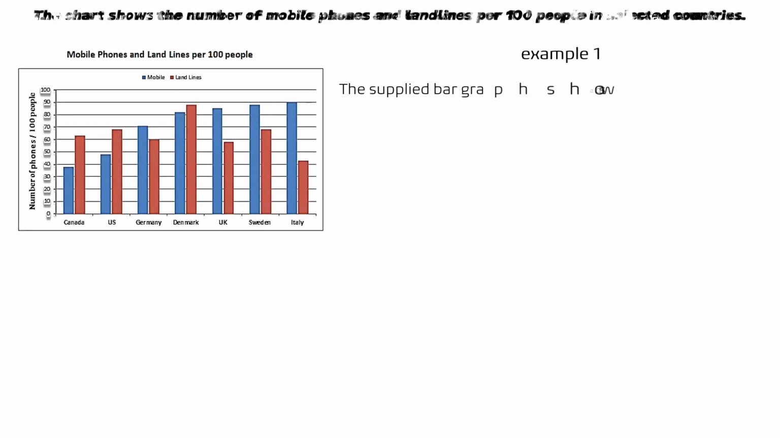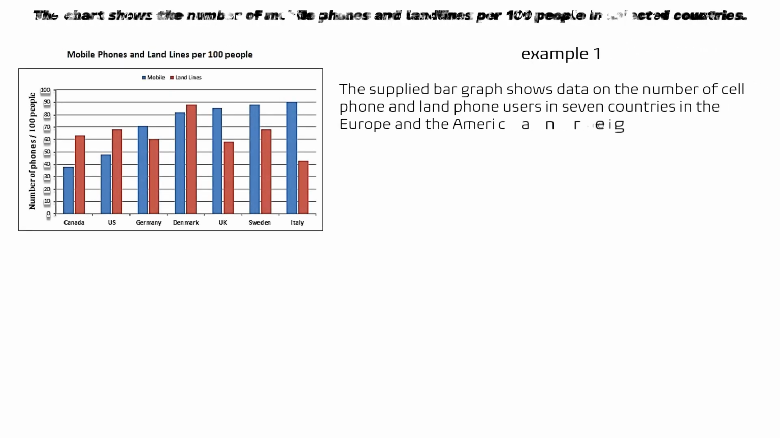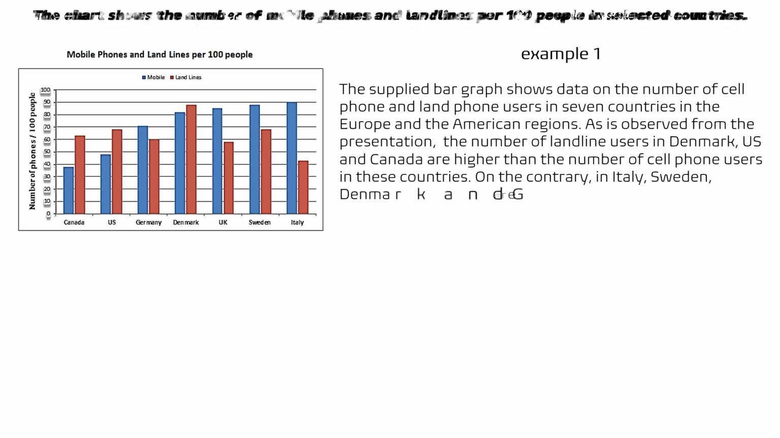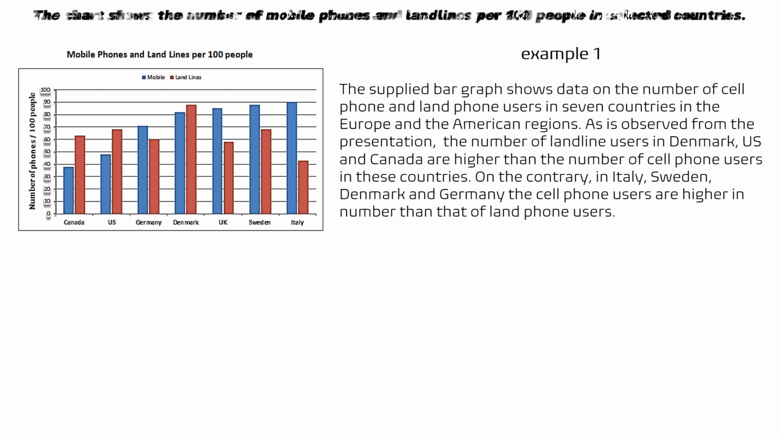Example 1. The supplied bar graph shows data on the number of cell phone and land phone users in 7 countries in the European and American regions. As is observed from the presentation, the number of landline users in Denmark, US and Canada is higher than the number of cell phone users in these countries.